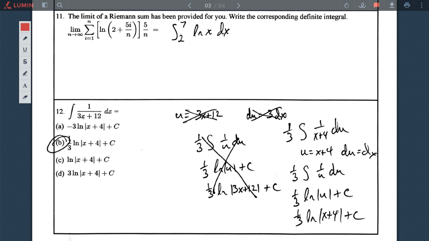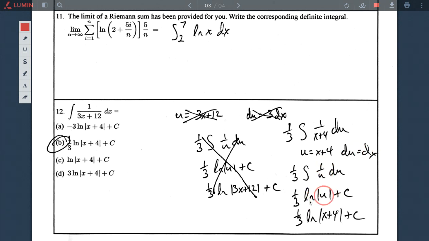They took a 3 out of the bottom. So they took a 3 out of these two and made it a 1/3. So if I divide both of these by 3, that makes it x plus 4 down here. Okay. Then my u is going to be x plus 4. My du is just dx. So it's just 1 over u du.